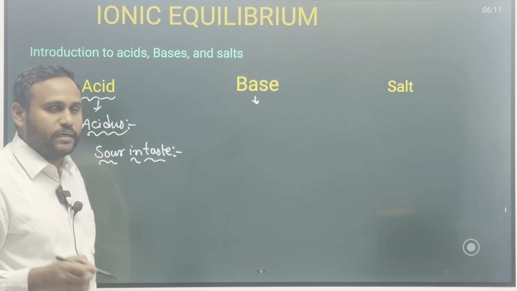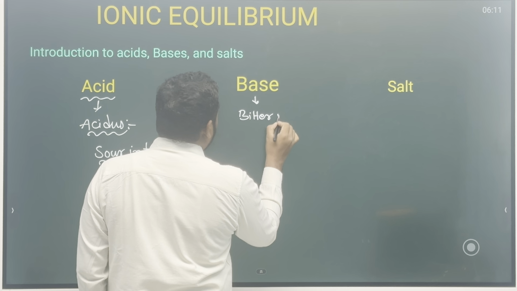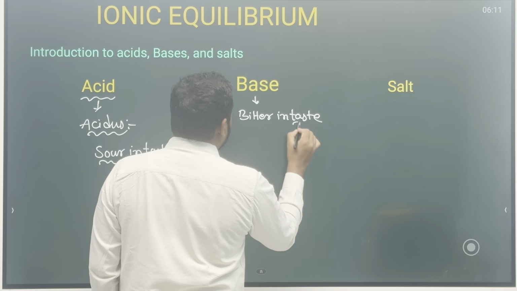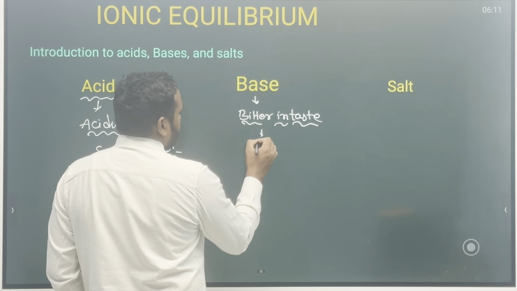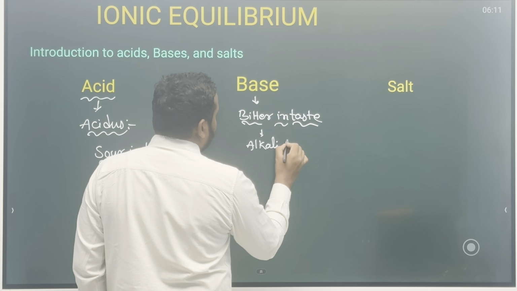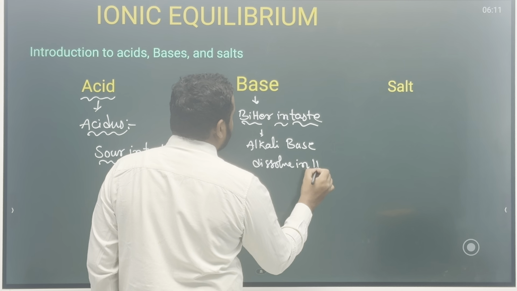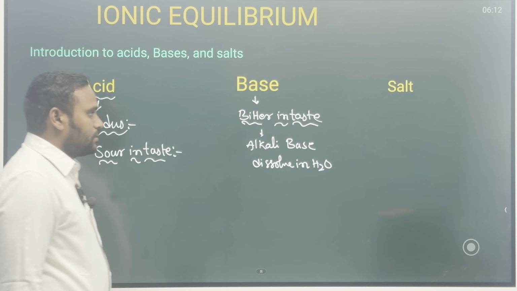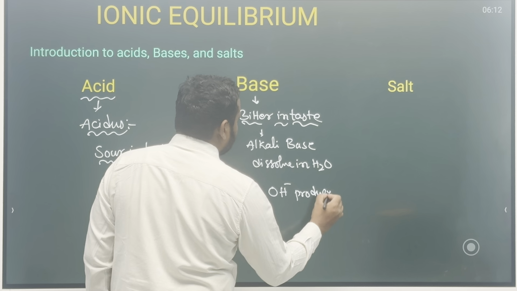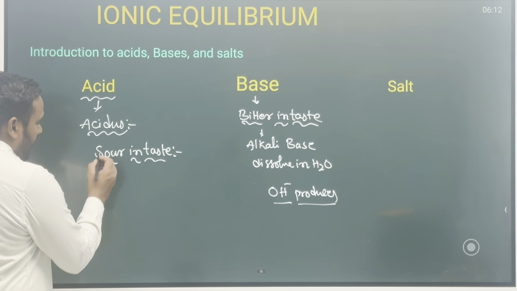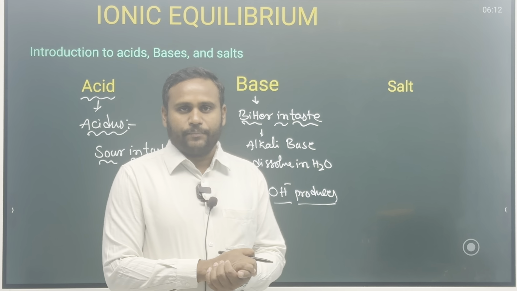Next, base. What is a base? The substances which are bitter in taste are called bases. Some bases which dissolve in water are also called alkali. We know that bases produce OH minus ions, and acids produce H plus ions. We can recognize acids and bases by using different types of indicators.